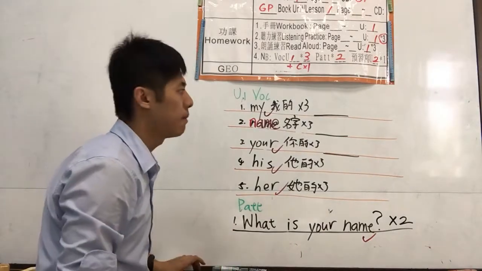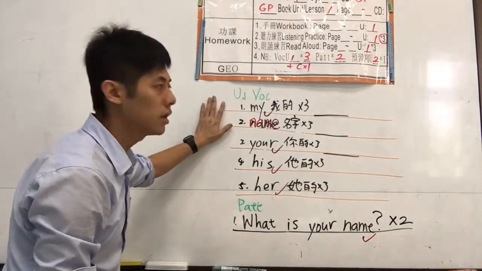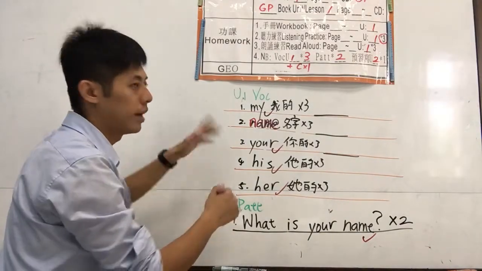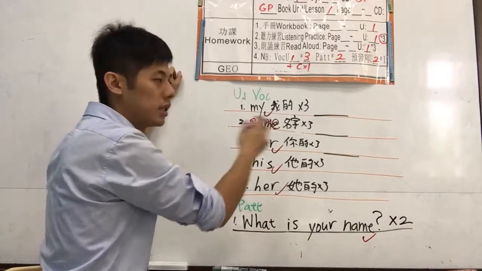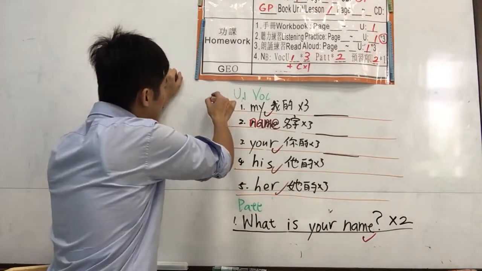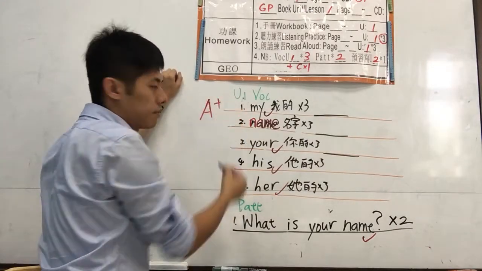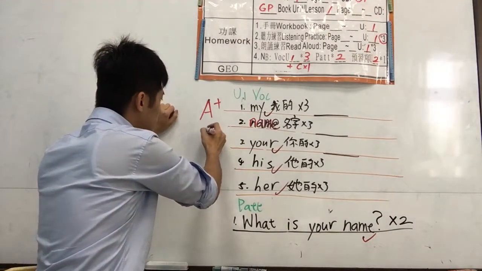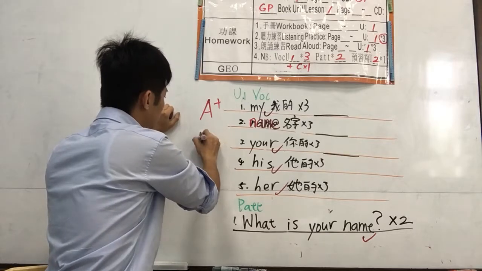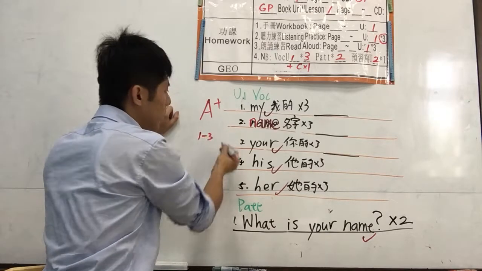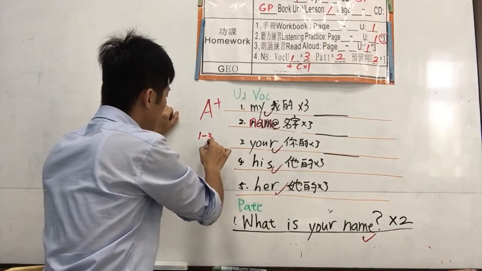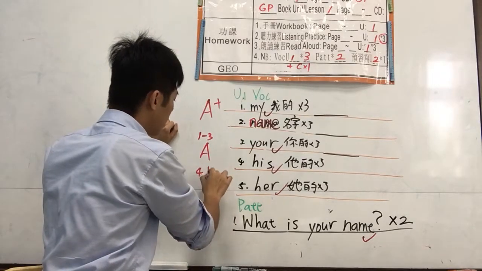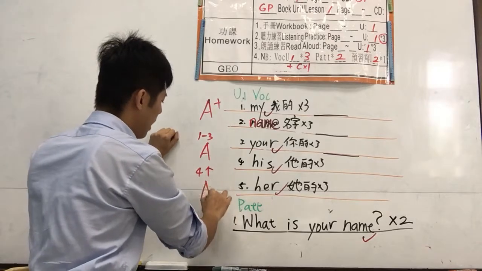How do we give students the scores? If you feel that a student writes very well and there are no mistakes in this notebook activity homework, you can give them A+. If a student has 1, 2, 3 mistakes, you have to give them A. If a student has more than 4 mistakes, give them A-.